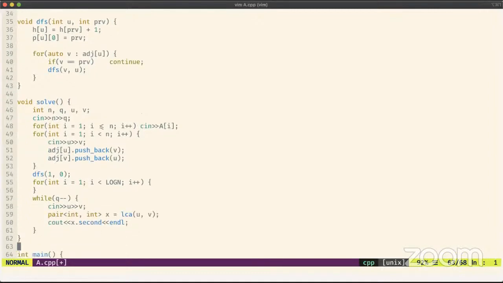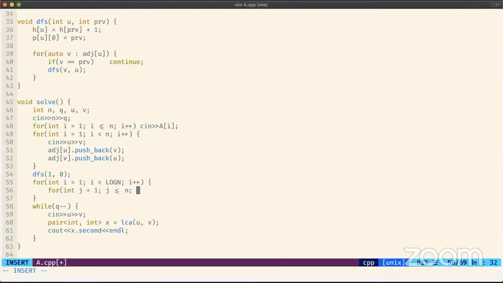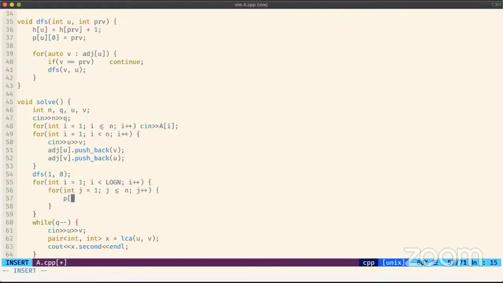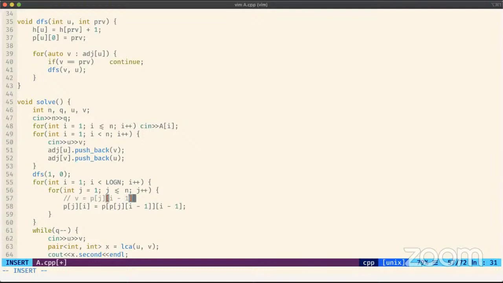Then we'll take each height, and for that height, we'll iterate over all the nodes. And once we're iterating over all the nodes, we'll say Pji equal Pj i-1, i-1. Which is basically saying, the pseudo code was this: Pji equal P of P[v][i-1], P[v][i-1].